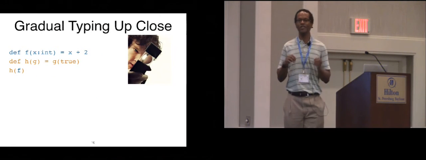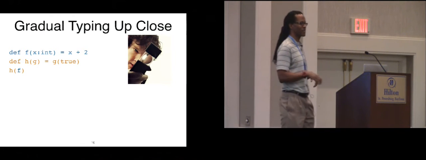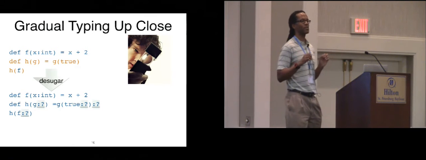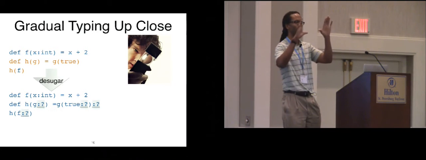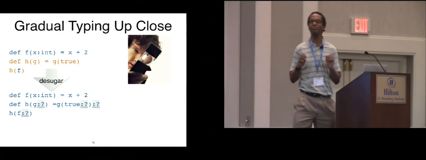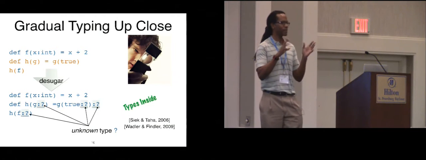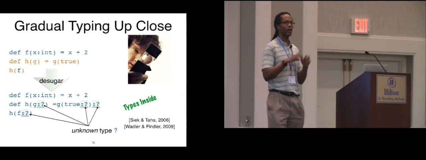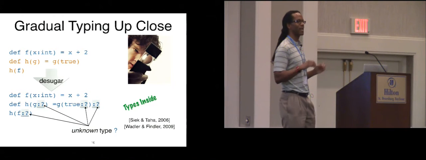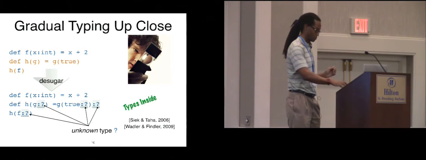Now, when you look at gradual typing up close, you discover a not very well-kept secret about its nature, which is that you can't simply look at the source of a gradually typed program, which is really desugared into a fully statically typed but imprecisely typed programming language. In particular, the dynamic parts of the program are ascribed what's called the unknown type, which represents the absence of type information, and this leads to runtime type checks.